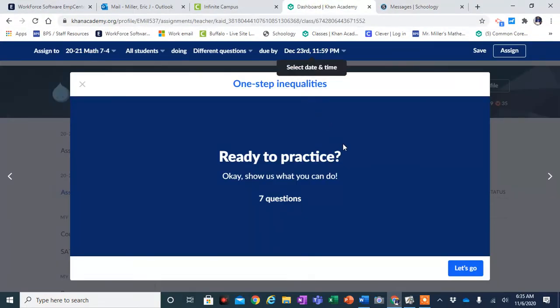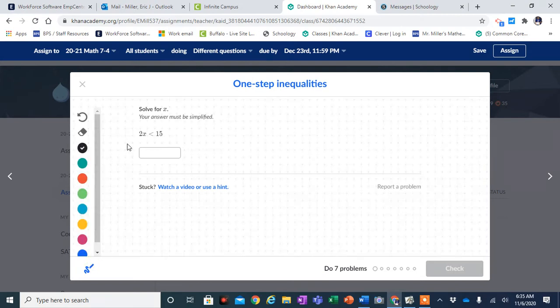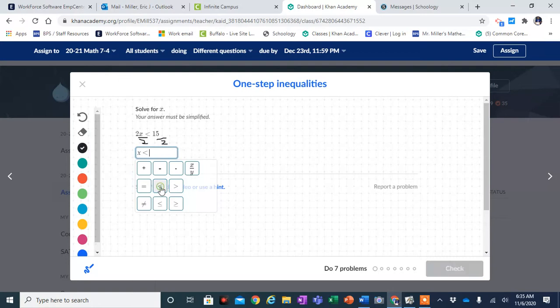So for the Khan Academy, 2x less than 15. All right, well, you just have to divide by 2 on both sides. So that means that x, you divided by a positive, the sign stays the same, and then 15 divided by 2 is 7.5.